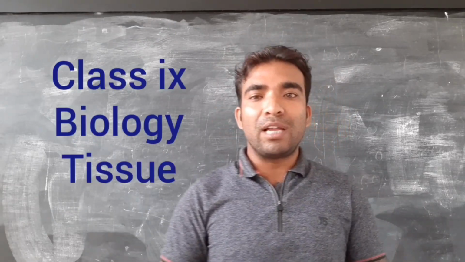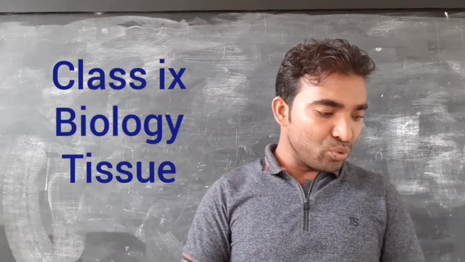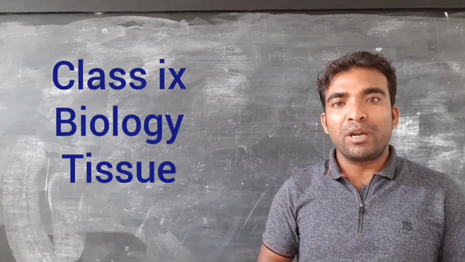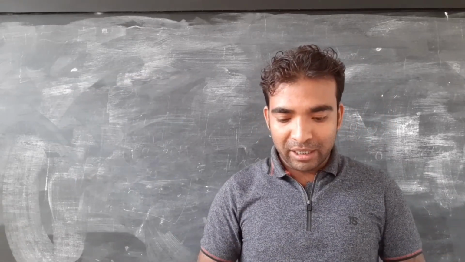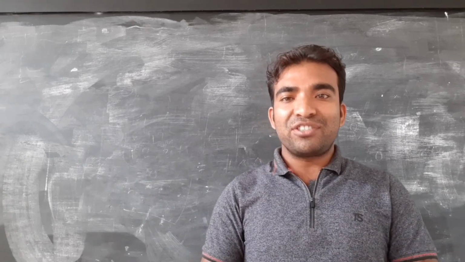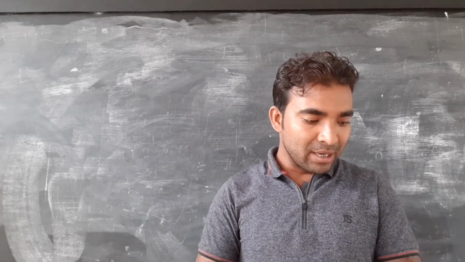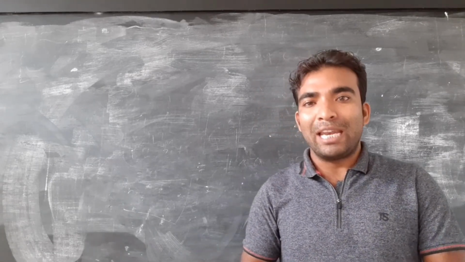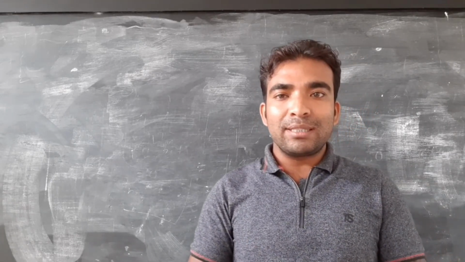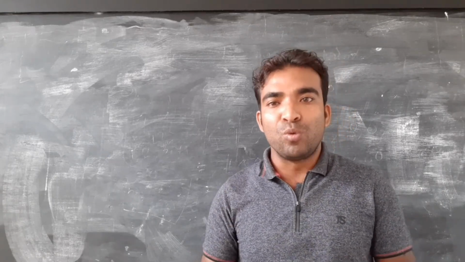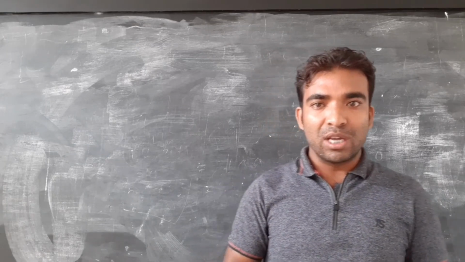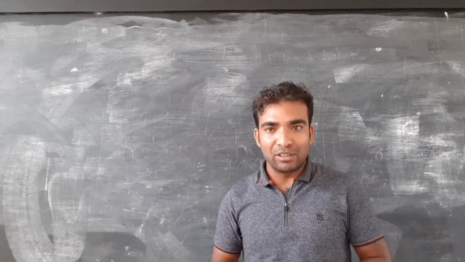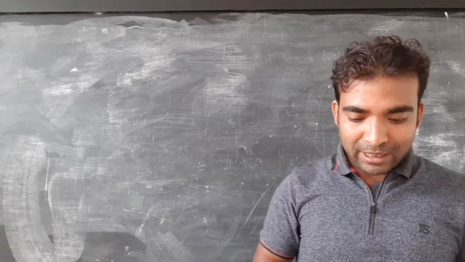Today I am here with the second chapter of class 9 biology, that is tissue. In this chapter we will discuss the different types of tissue, their structures and their functions. Mainly we will cover plant tissues and animal tissues. For your better understanding, I have divided this chapter into two parts. In the first part, that is today, I will discuss only the plant tissues. So here I will start.